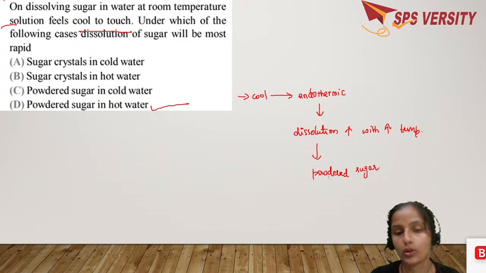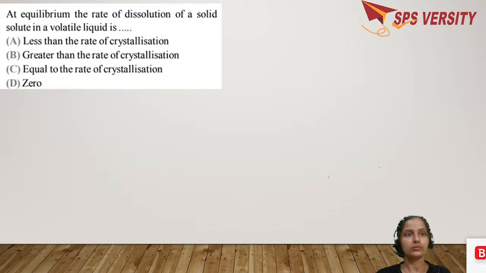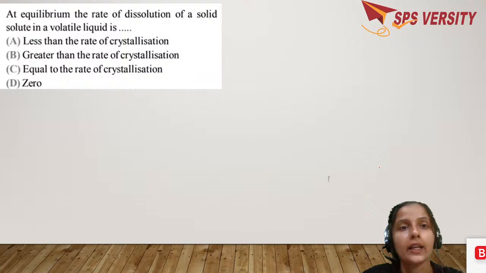Okay, let's move on to the next question. At equilibrium, the rate of dissolution of a solid solute in a volatile liquid is? This is the question. How do you do this?